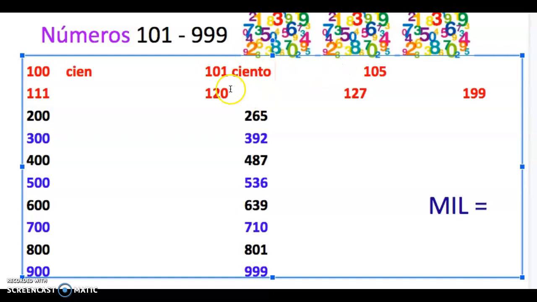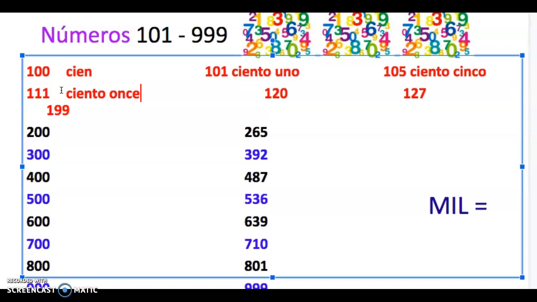Now remember the rule with the E? There's nothing here between the tens and the ones, so I simply put uno. That's it. What do you think 105 would be? If you said ciento cinco, you are right. There's no number between the tens and the ones, just 5, so you just place that after ciento. 111, ciento once.